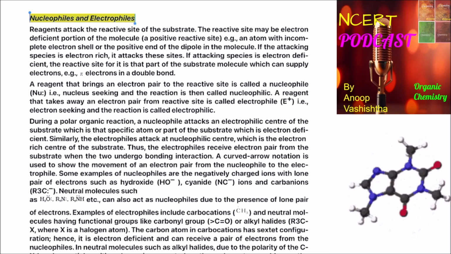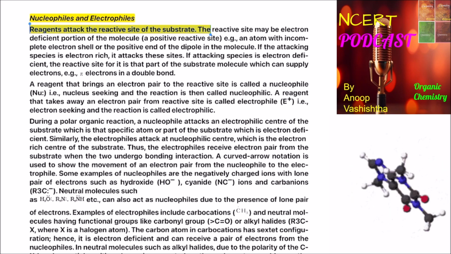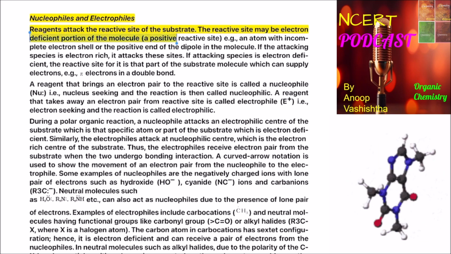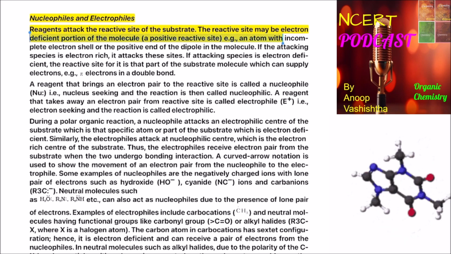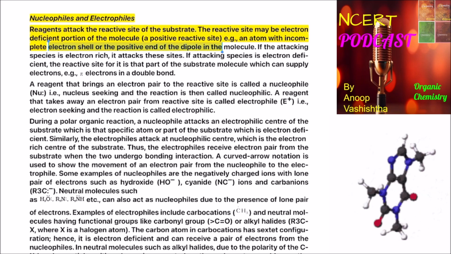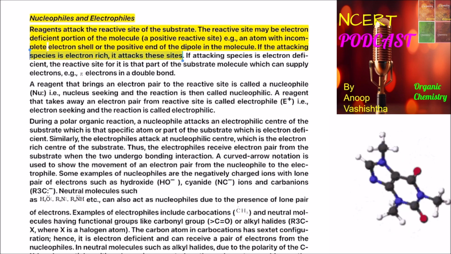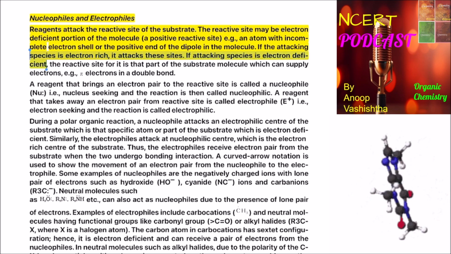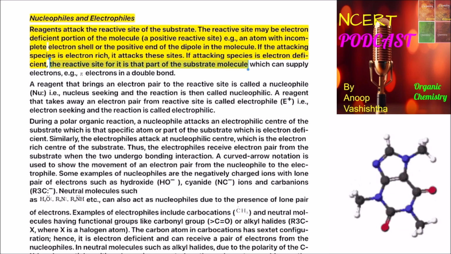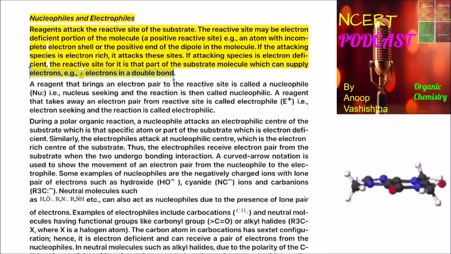Nucleophiles and electrophiles. Reagents attack the reactive site of the substrate. The reactive site may be an electron deficient portion of the molecule, a positive reactive site, for example, an atom with an incomplete electron shell or the positive end of the dipole in the molecule. If the attacking species is electron rich, it attacks these sites. If the attacking species is electron deficient, the reactive site for it is that part of the substrate molecule which can supply electrons, for example, pi electrons in a double bond.